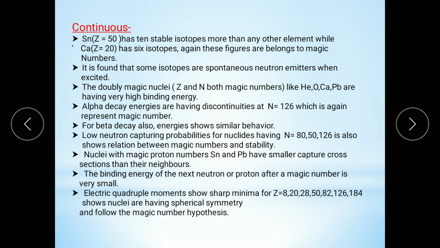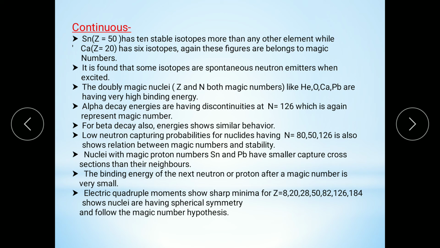Now the next one: the binding energy of the next neutron or proton after a magic number is very small. Similarly, consider a nucleus for which the neutron and proton numbers are both magic numbers. Then the nucleons suddenly close to this have very small binding energy. Means the neighborhood of that magic number has very small binding energy.